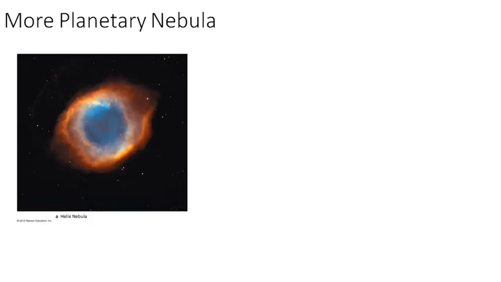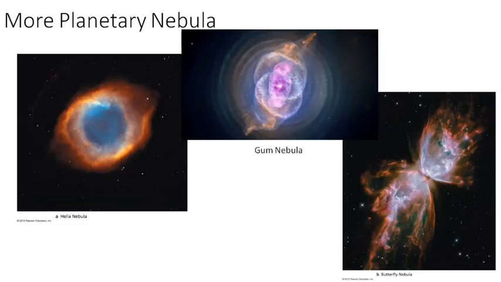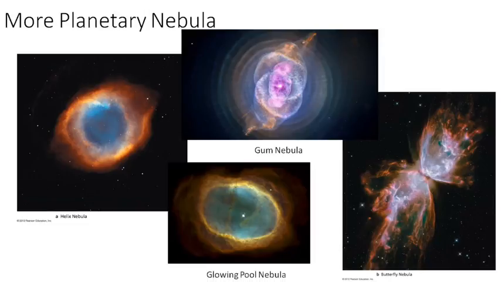So just to finish up, I've got some photographs of different planetary nebulas. Again, these are stars at the end of their lives. Basically, the gravity is losing hold of the matter on the outer edges, and they make these beautiful shapes. There's the Gum Nebula, there's the Butterfly Nebula, and there's the Glowing Pool Nebula. Aren't they beautiful?